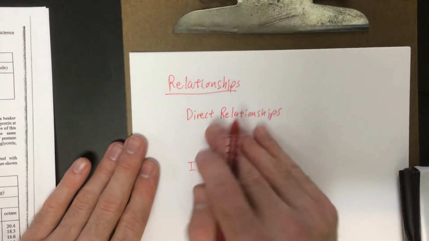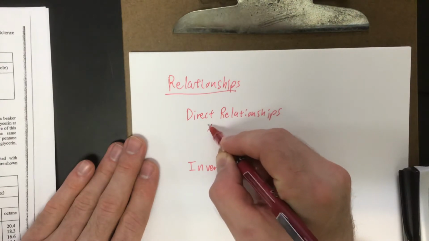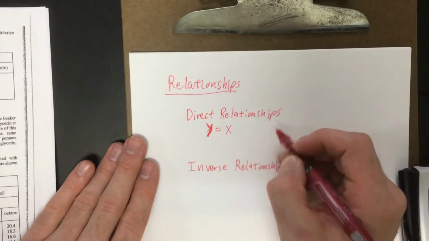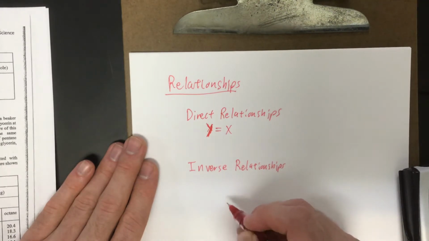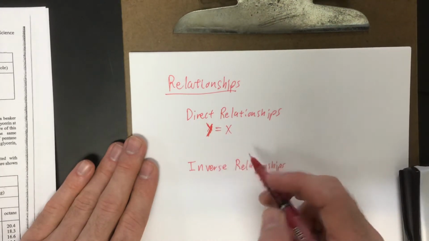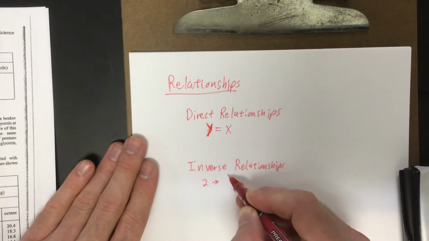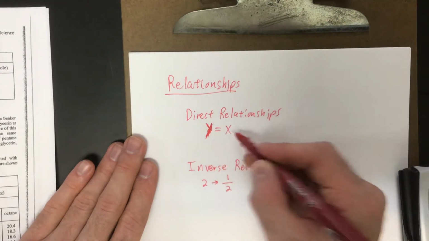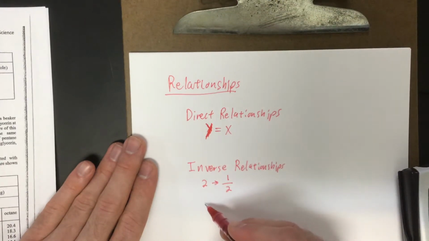Okay, so when we think about direct relationships, we are thinking about the math behind it as y equals x. So this is like a line, a linear relationship. When we think about inverse relationships, if we inverse a number, let's say if we have 2, the inverse of 2 would be 1 over 2. So if direct relationships are y equals x, then the inverse relationship would be this x being flipped over. So it would be y equals 1 over x.